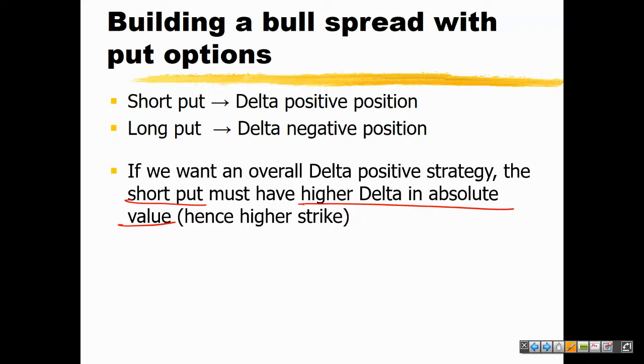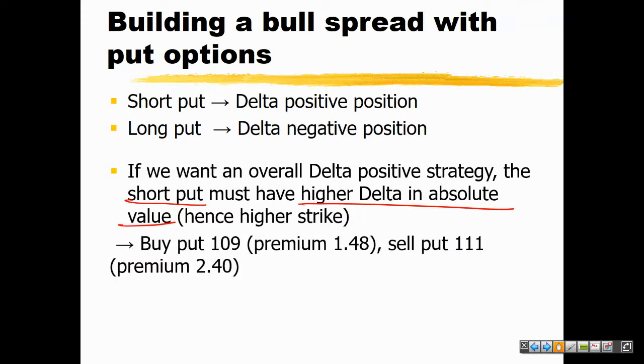If the short put is the one with a higher delta in absolute value, which is negative, it becomes a large positive delta position. Okay? So, in other words, with the put, the short put is the delta positive part of the story. The long put is the delta negative part of the story. If you want to be overall delta positive, it means that this delta in absolute value should be larger. So the option that you sell should be the in-the-money one. So the right strategy, as you can see, is to buy the put 109, sell the put 111.